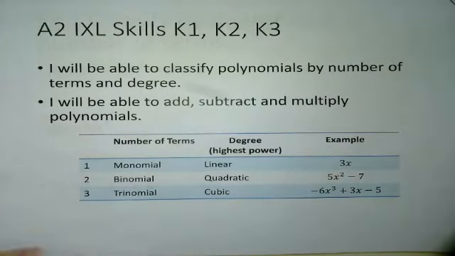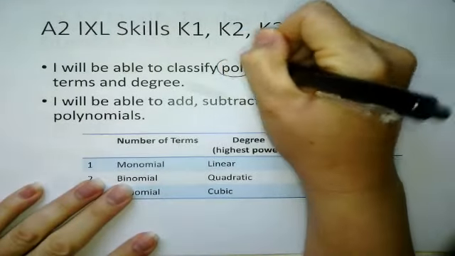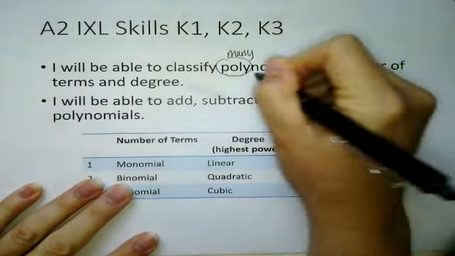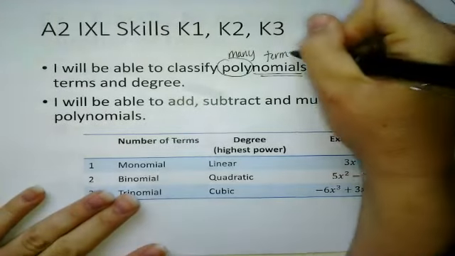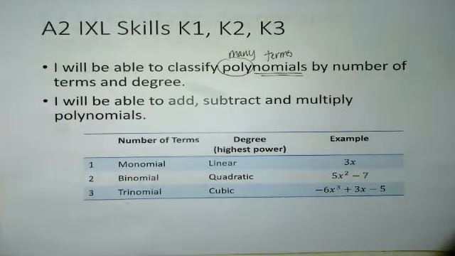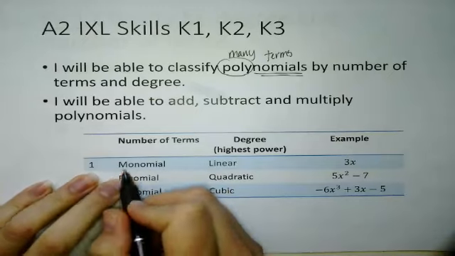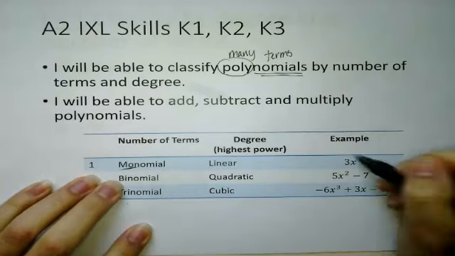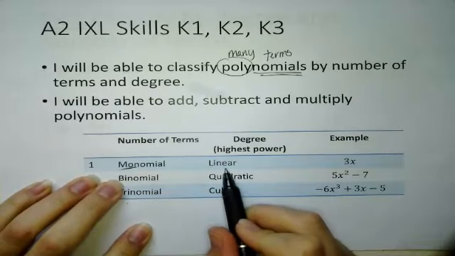So first, let's review some vocabulary for polynomials. Polynomial, literally the word poly means many, and nomial technically means names, but we use it in math as terms. So this technically translates to many terms. And many can mean a lot of different things, so we have special names. Again, monomial. Mono means one. So here's an example of a monomial. It has one single term. It also happens to be linear.